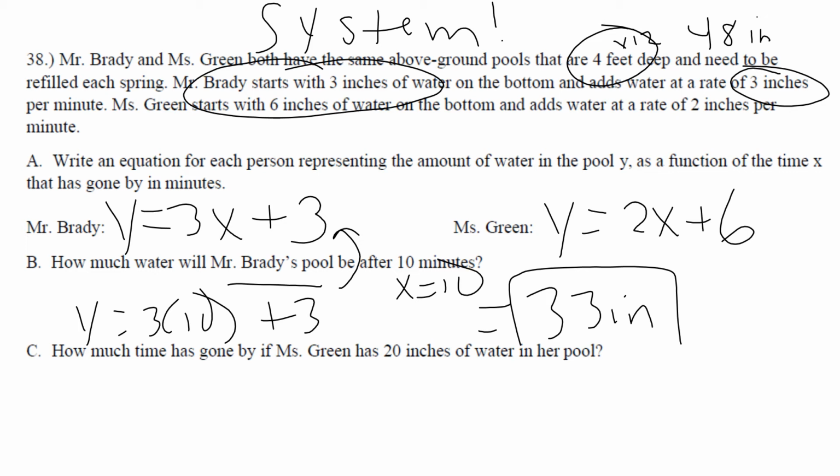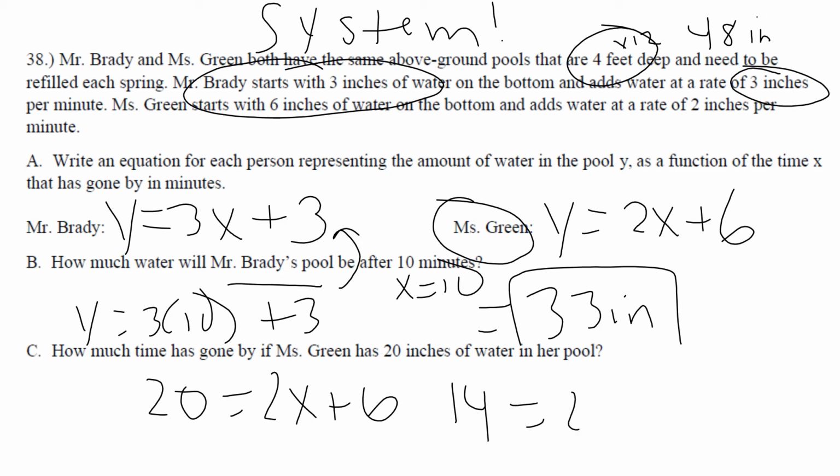Conversely, in C, they're talking about Miss Green now, and they're telling you exactly how much water is there. So you're going to take Miss Green's equation and put a 20 in for the y. Subtract the 6. It turns out that 7 minutes into this process, Miss Green will have exactly 20 inches of water in her pool. Again, those two equations are going to be used throughout.